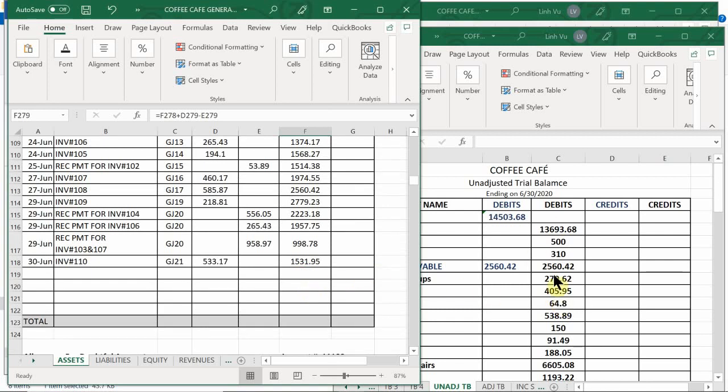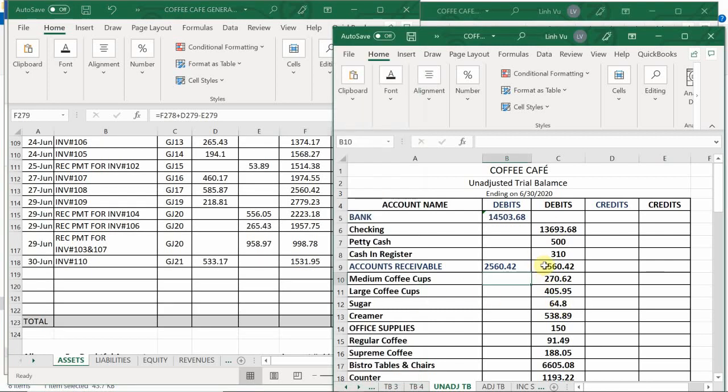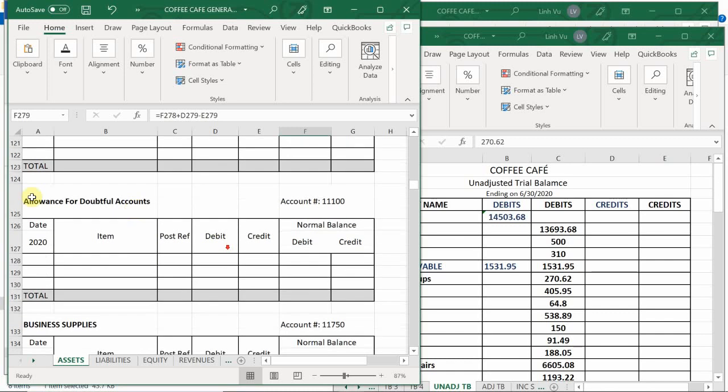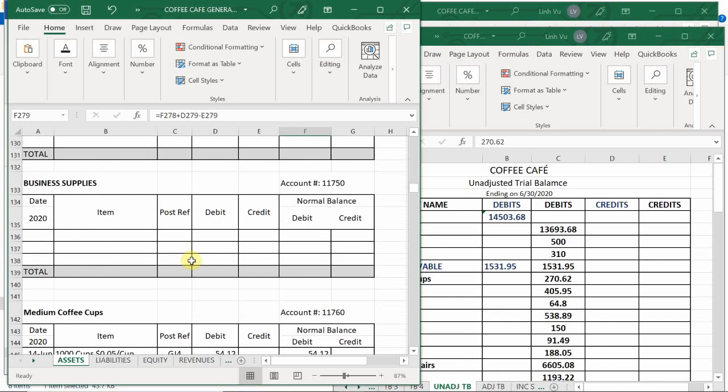So that means if I change that black amount, it will change the blue amount automatically. In this case, how much is in my accounts receivable account? 1,531.95. So therefore, I have 1,531.95 in my blue column as well. That's what I want you to do. It makes it a little easier. I don't have an allowance for doubtful accounts yet because that is an adjusting entry, so we'll do that when we finish the adjusted trial balance.